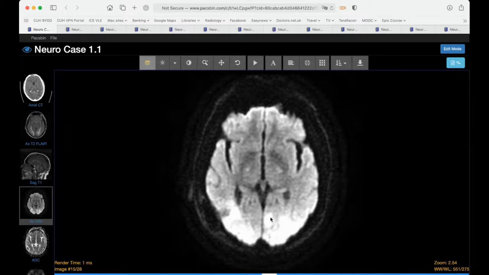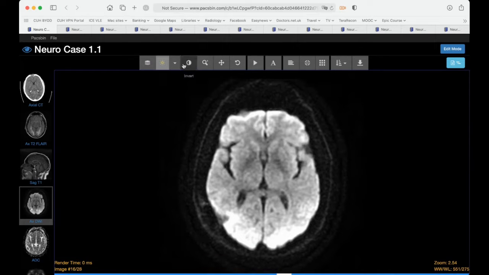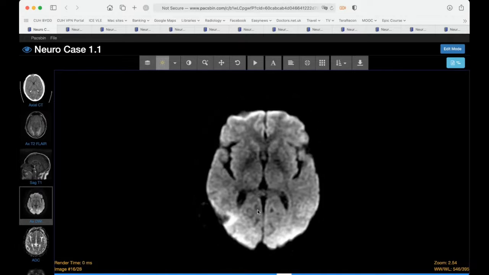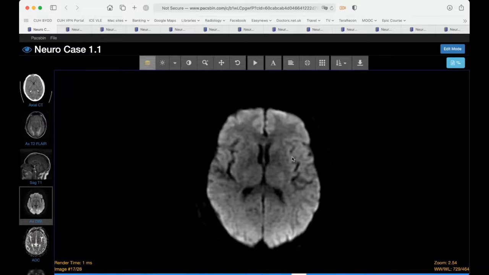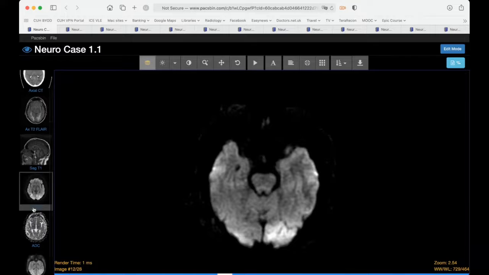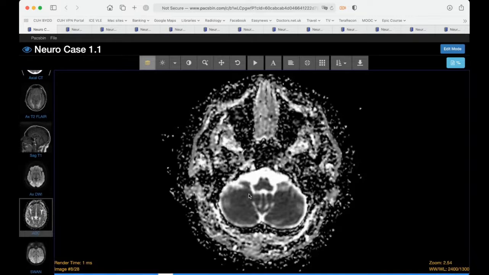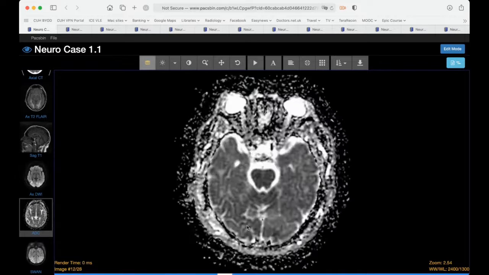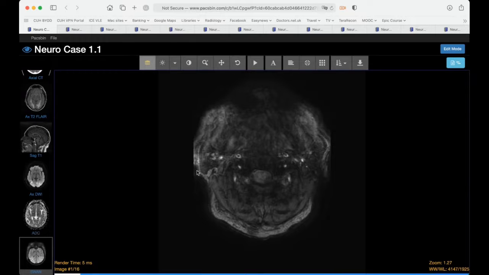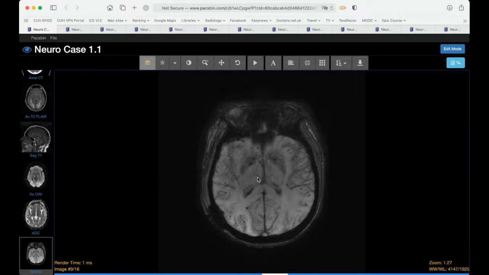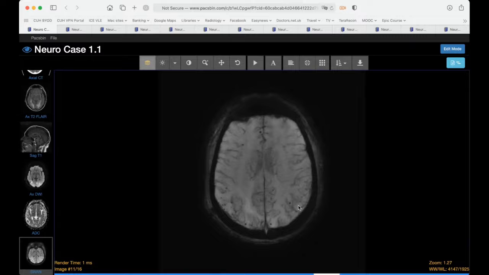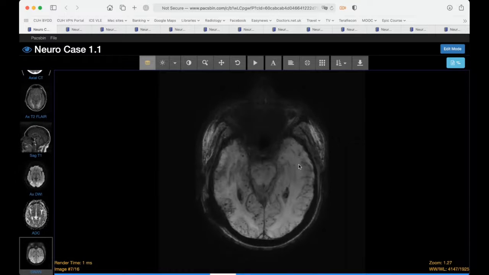On diffusion weighted imaging, I'd have to adjust the window level here a little bit. There may be some restricted diffusion down there where we have that cortical involvement, which you can see on the ADC, but not very much. And finally, this is the susceptibility weighted imaging. In this case, a sequence called SWAN, the SWI equivalent, and you can see multiple hypointense lesions in the peripheries of the brain on both sides.